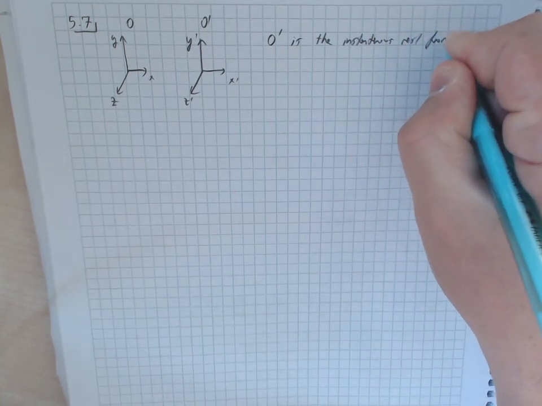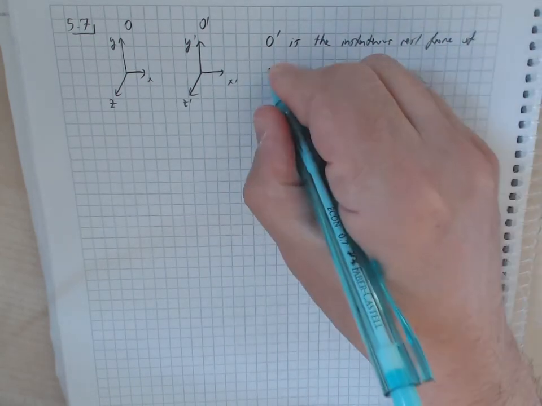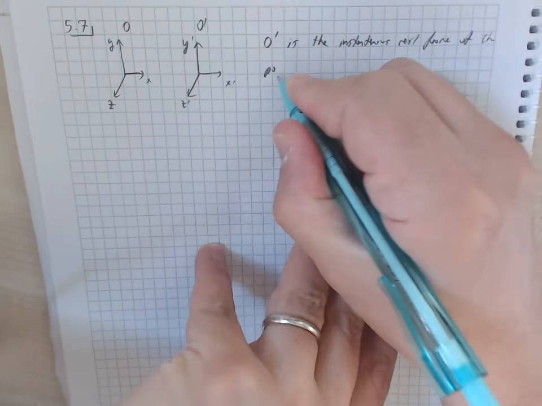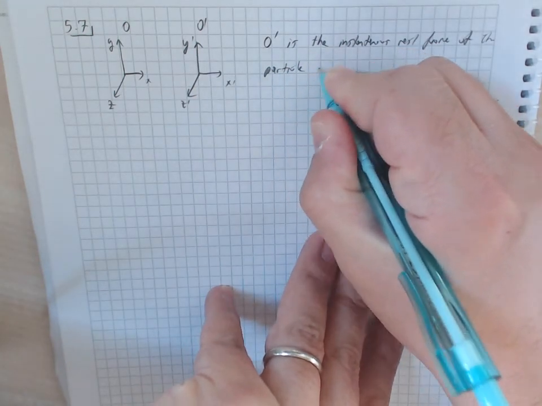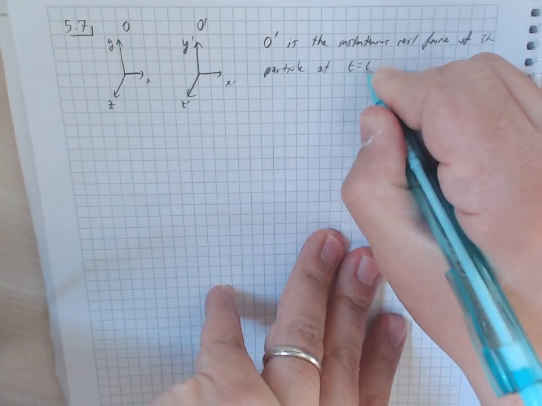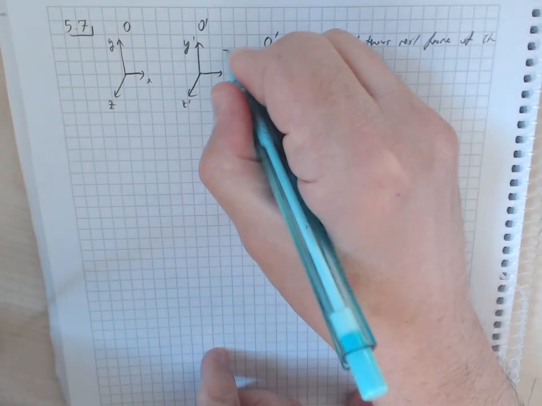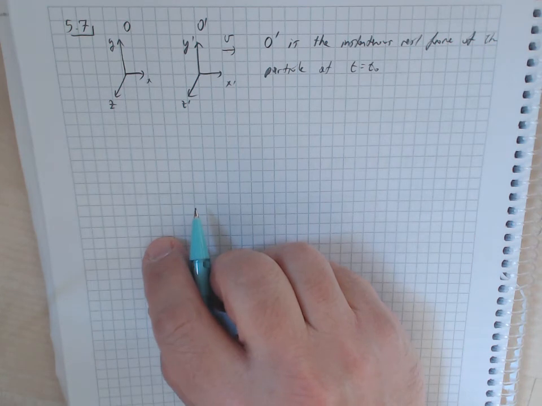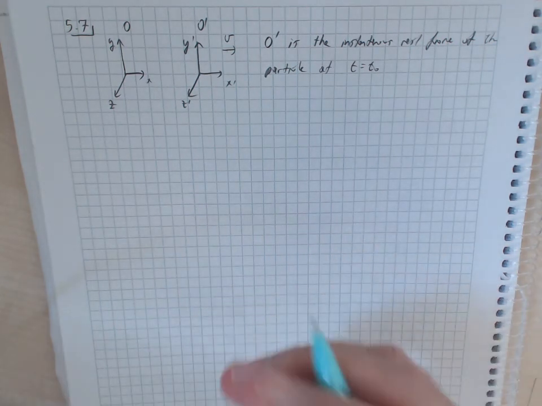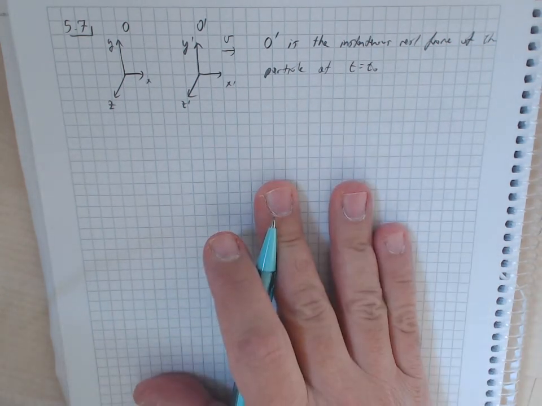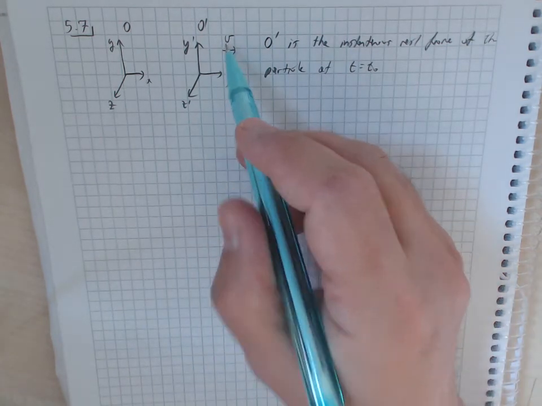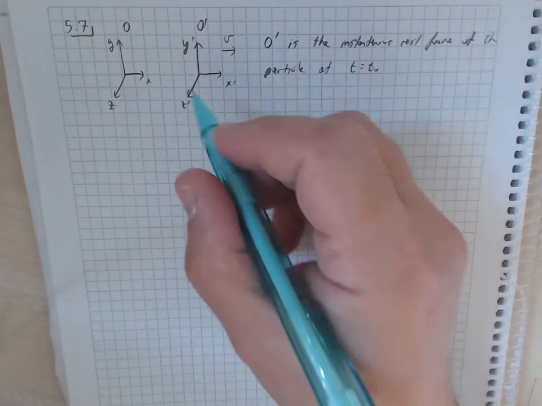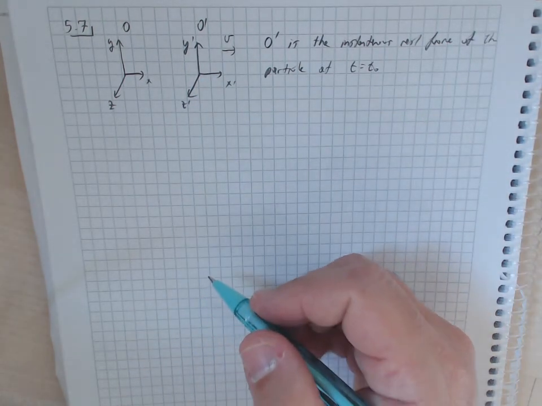Rest frame of the particle at t equals t zero, right? So O prime is moving with some speed v with respect to O, and our particle is accelerating at some constant acceleration. At some point it's going to assume this speed v along the x-axis, and so at that instant this is going to be the instantaneous rest frame of the particle, right?